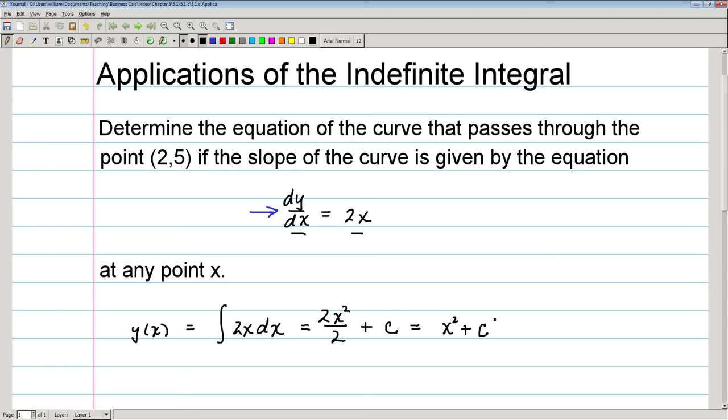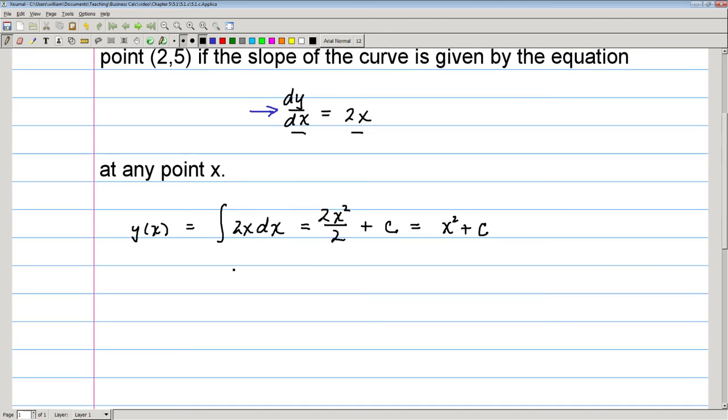And so what we're going to do is use the fact that we were told it passes through the point (2, 5). That means we know that when x equals 2, y equals 5. Well, 2 squared is 4. And I think we can solve this for our integration constant c. If we subtract 4 from both sides, c equals 1.